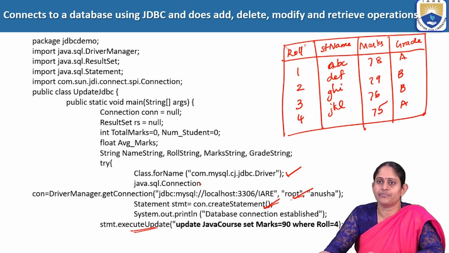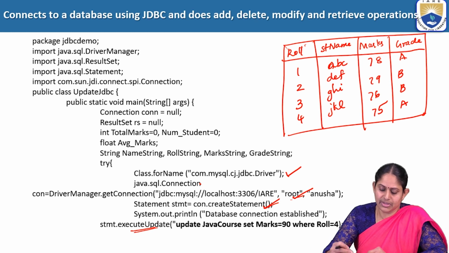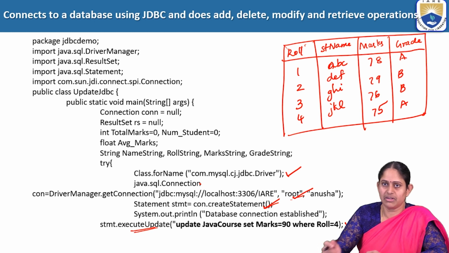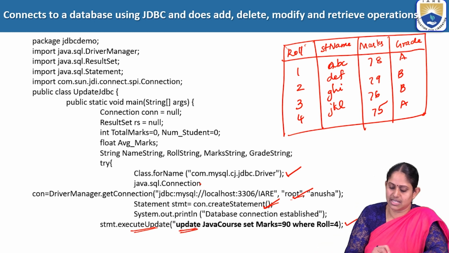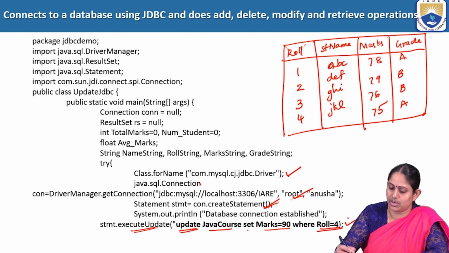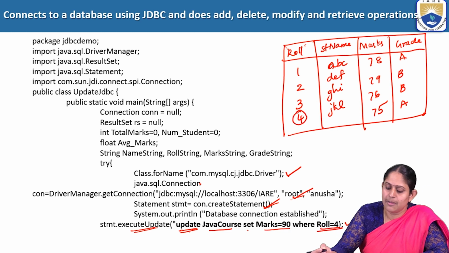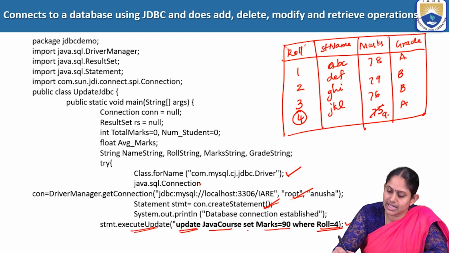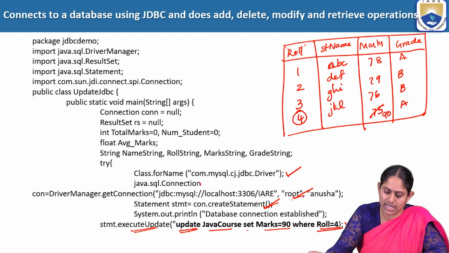Now, if you want to make some changes to the table, we call the update statement. What this does is, it updates the table Java course, set marks as 90, whose roll number is 4. So this person's marks is set to 90. This value will be changed to 90. It will be overwritten to 90.